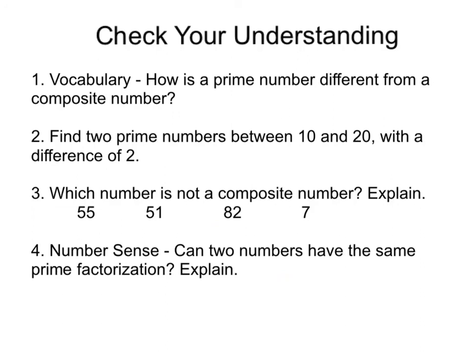3. Which number is not a composite number? Explain. 55, 51, 82, 7. 4. Number sense. Can two numbers have the same prime factorization? Explain. Be sure you pause your video and complete Check Your Understanding in your notebook.